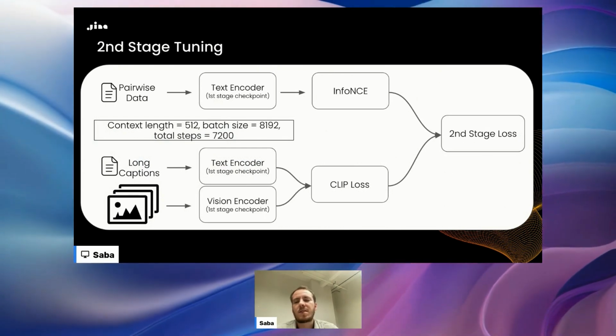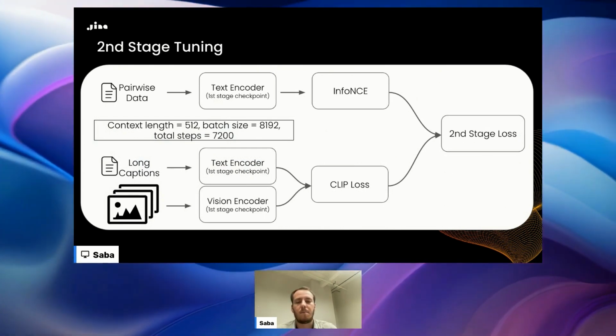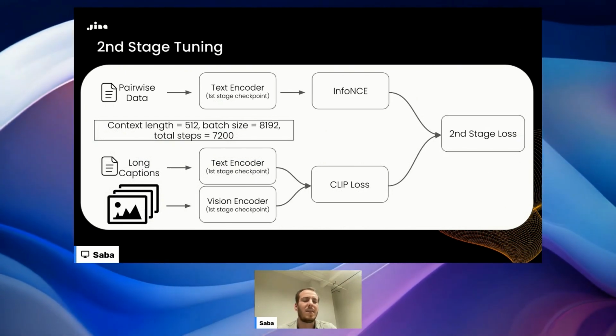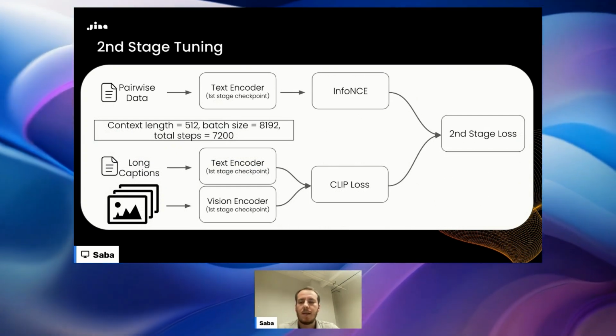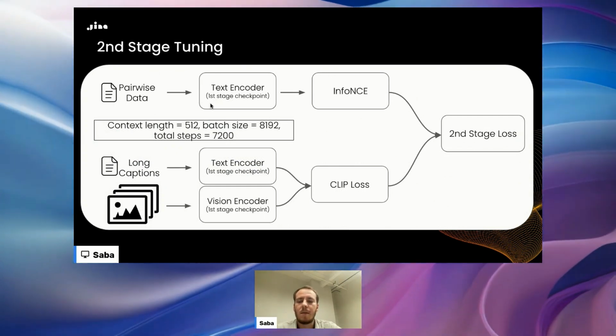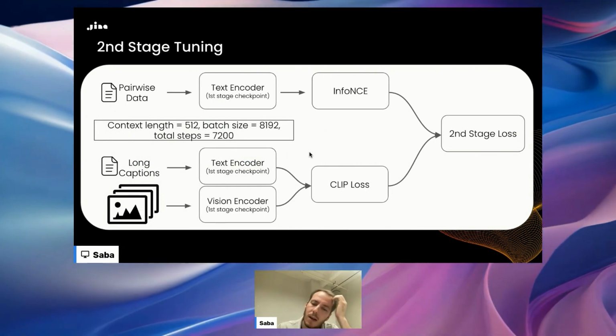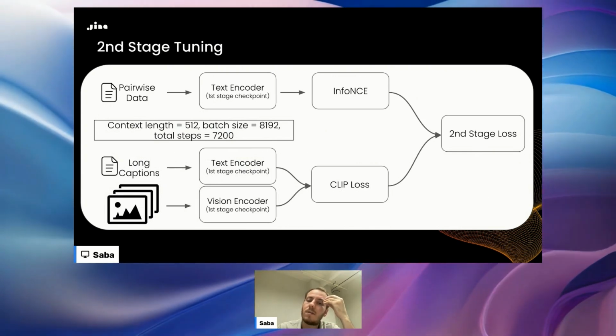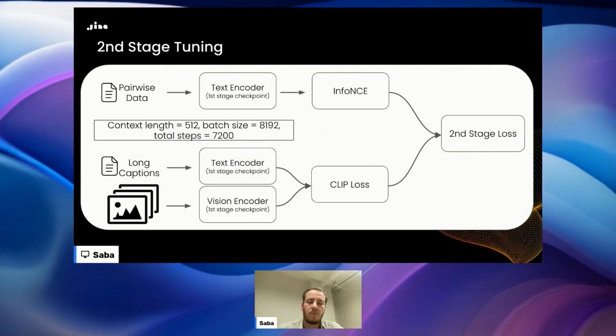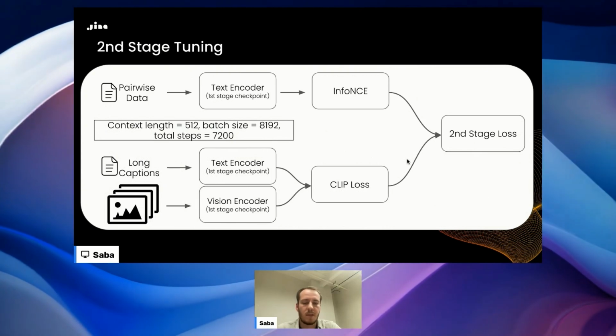For this second stage of tuning, we didn't train as long as the first one, as we also didn't have so much data. The text pairs here are the same, and the image-text pairs are the long captions. In total, the context length is 512 for 7,000 steps.